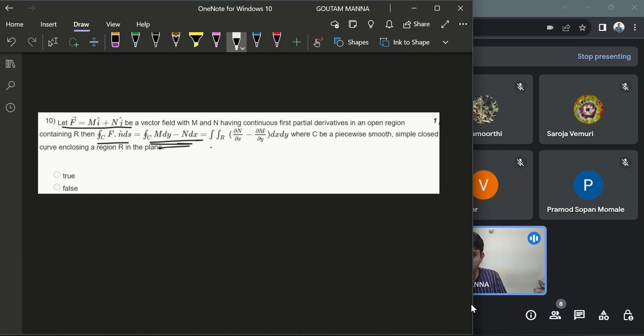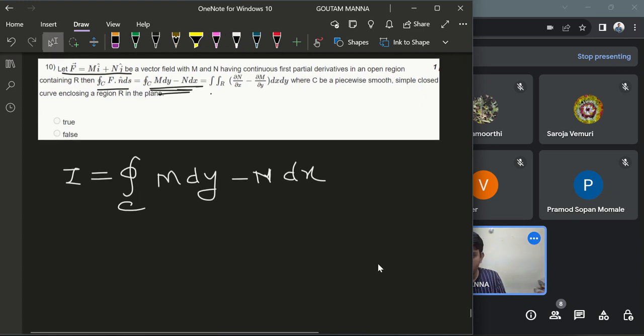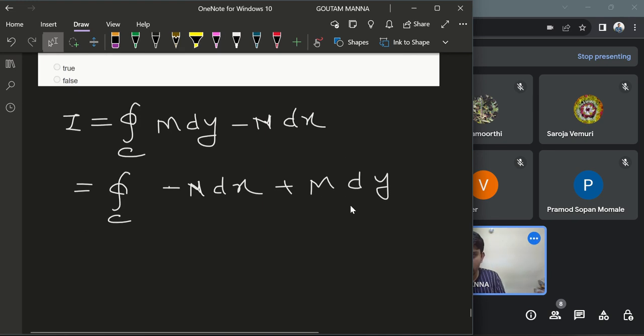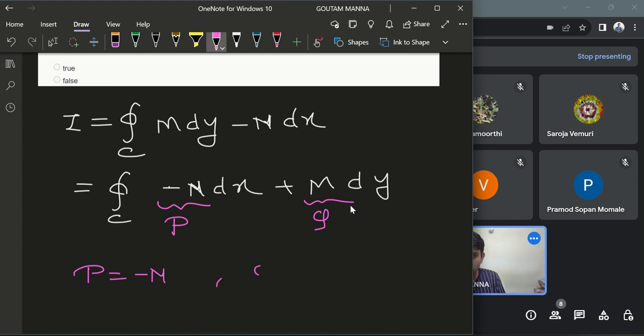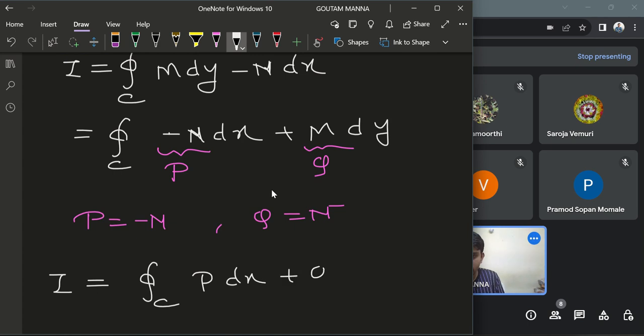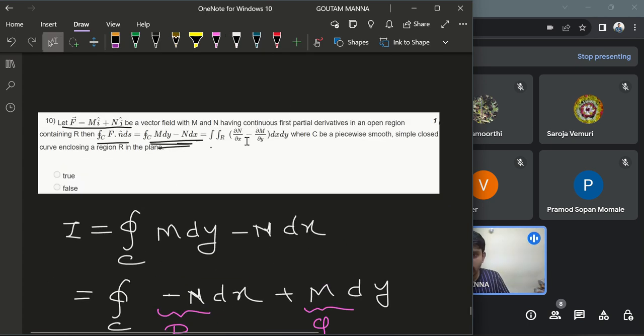Okay, so our integration is, let I be the integral over C of m dy minus n dx. I can write this as integral over C of minus n dx plus m dy, and I can write p as minus n and q as m. So p is minus n, q is m, and then this I is the integral over C of p dx plus q dy. Now we need to check whether, if we transfer this line integral to the surface integral, this equation is valid or not.